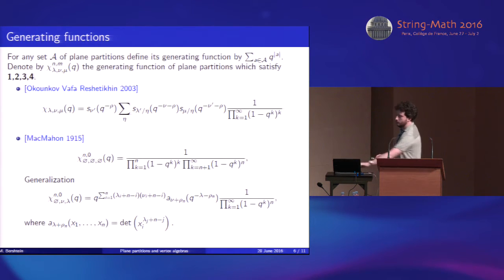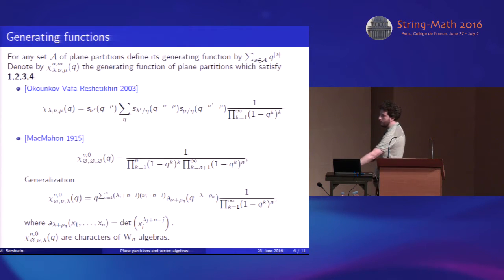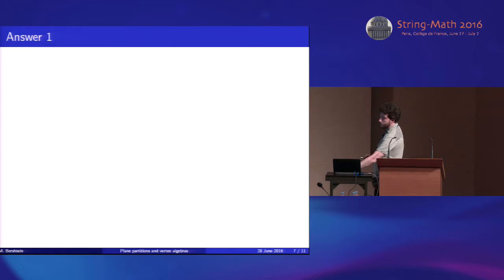And probably I should say here that I said it before, but implicitly, now I would like to say it explicitly, that these functions are characters of the W_N algebras, characters of the reducible representation, but for generic central charge. Okay. Now I would like to give an answer.